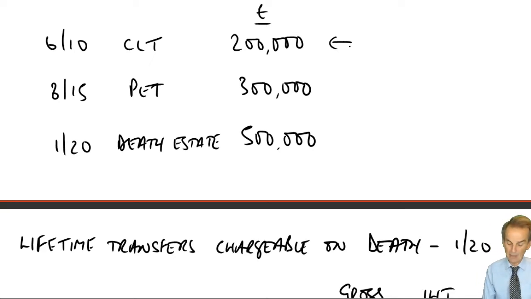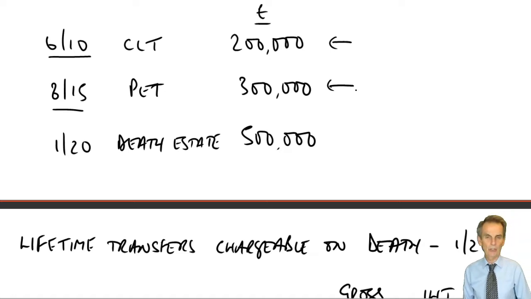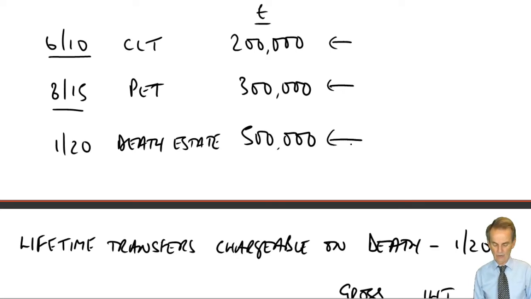Now that, of course, would be a bit of a moot point, because if it was the first and only CLT made to that date, then 200, back in June 2010, the 2010-11 tax year, we still had a 325,000 nil rate band. So all of that 200,000 would be within the nil rate band, and there'd be no lifetime tax to pay. But what has now happened? August 2015, we have a PET. Let's assume that PET is £300,000, and that on January 2020, when the taxpayer died, the death estate amounted to £500,000.